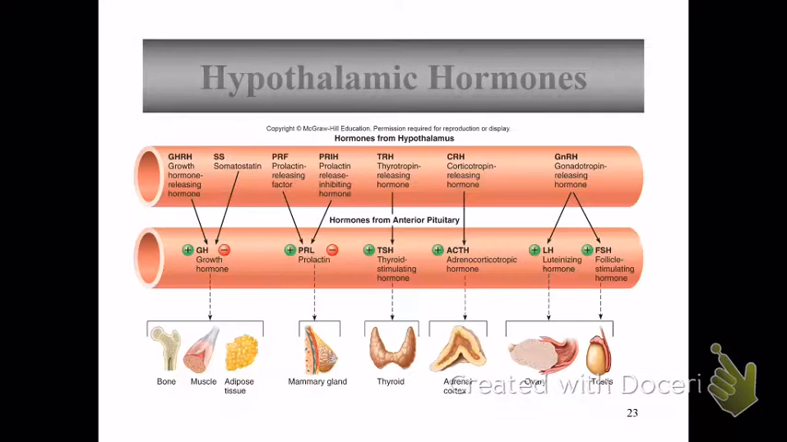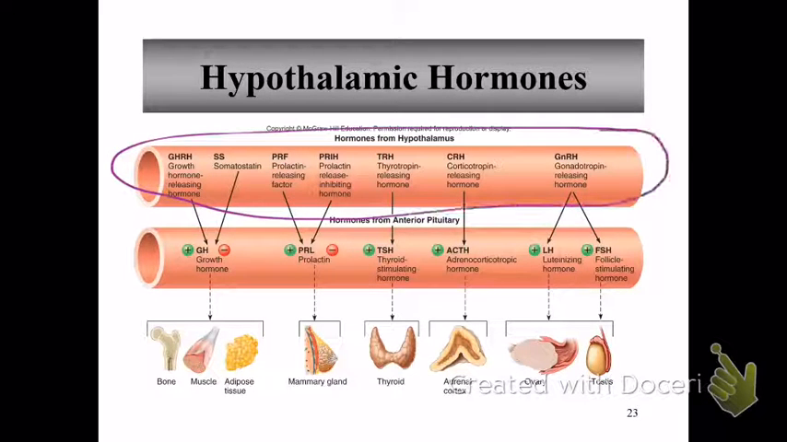Okay, pictures are worth 1,000 words, so this picture is worth a lot of words. Looking right here, your hypothalamus, look closely at it. The hypothalamus releases these. Okay, and then growth hormone releasing hormone, somatostatin, and they both tell the anterior pituitary to release growth hormone. So these are from the anterior pituitary. These are from the hypothalamus. Okay.